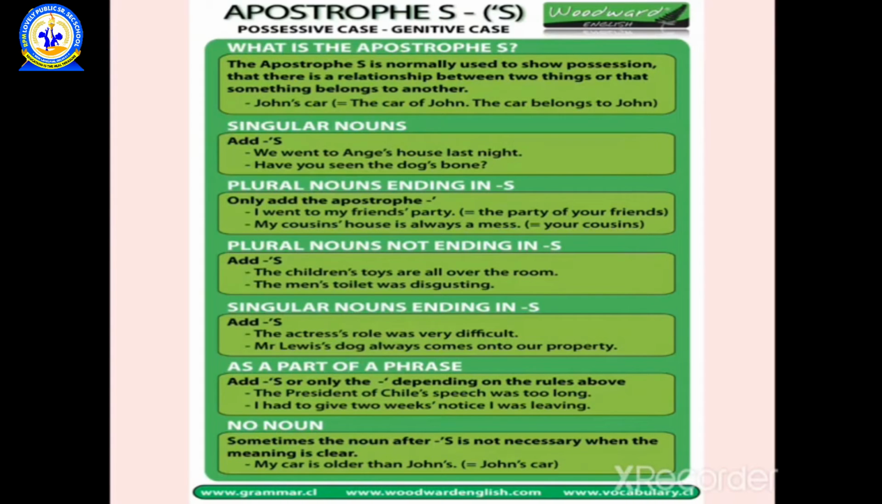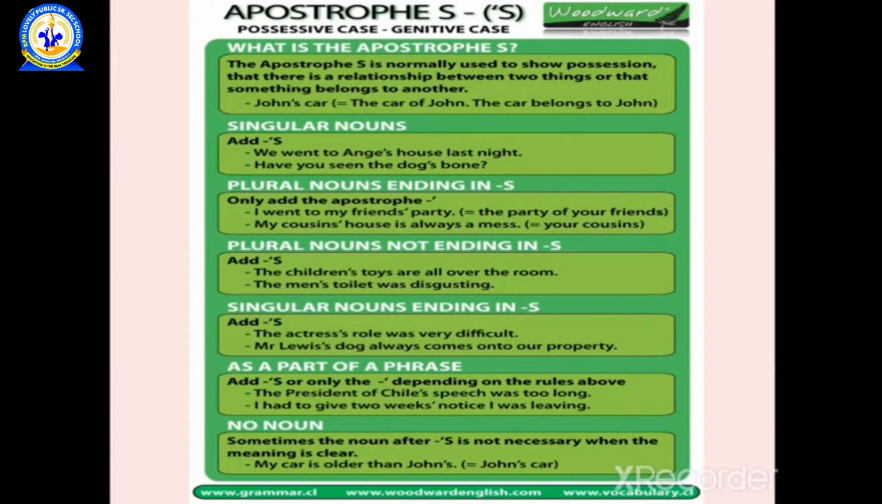Now, when a plural noun does not end in S, we add apostrophe S. For example, the children's toys are all over the room. The men's toilet was disgusting. Now we add apostrophe S when the single noun ends in S. The actress's role was very difficult. Mr. Louis's dog always comes onto our property.